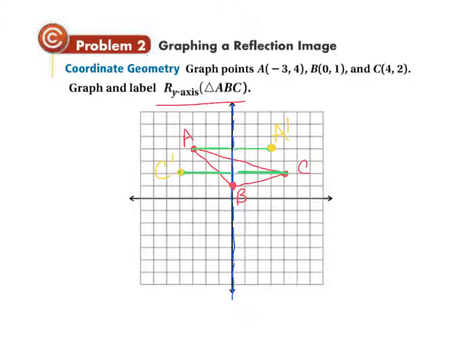And then look at B. B actually is on the line, so when you reflect it, it's not going to change. B is the same as B prime. So my reflection is going to be this yellow triangle here.